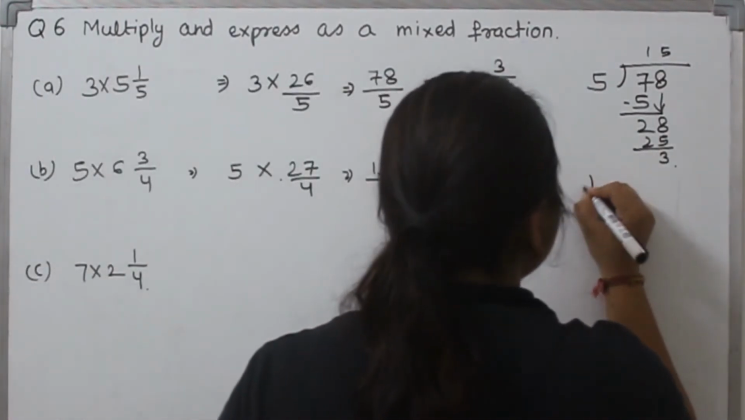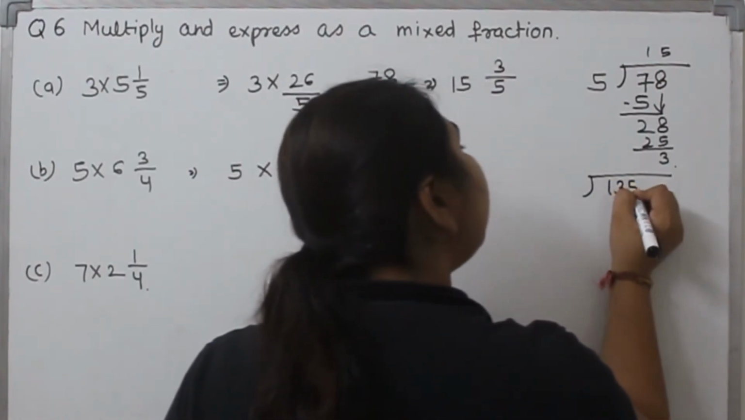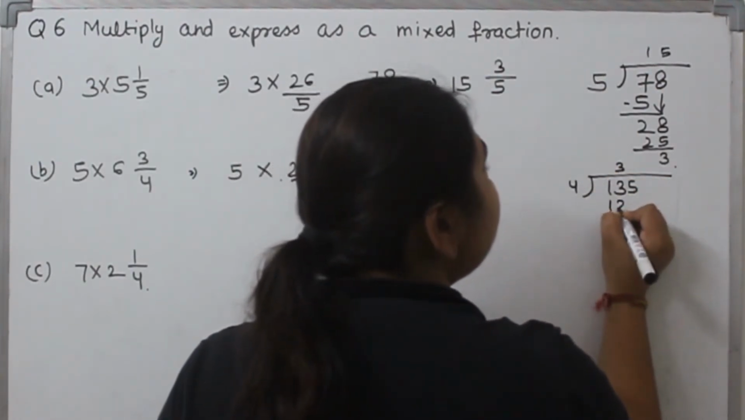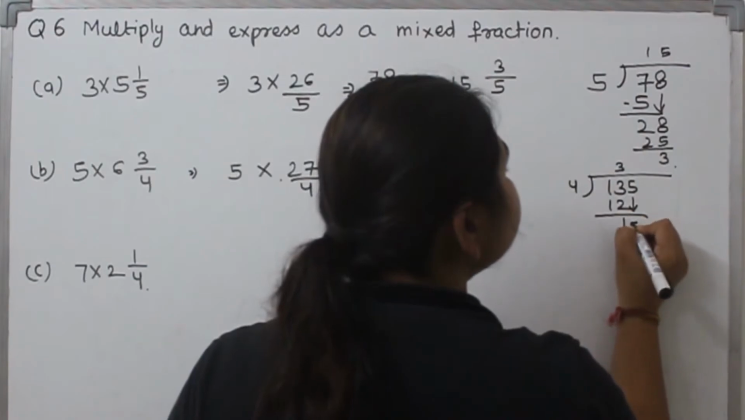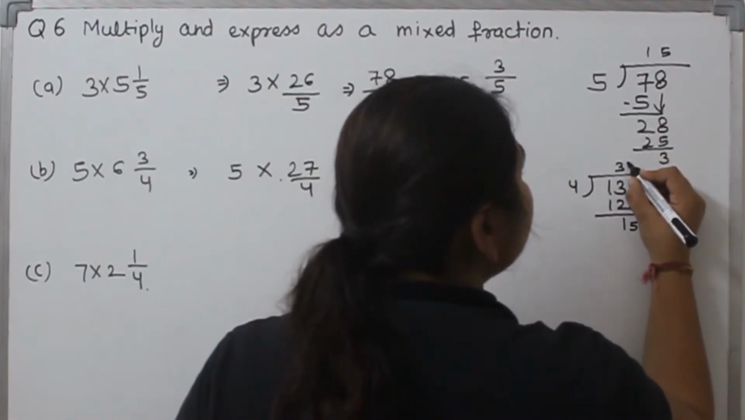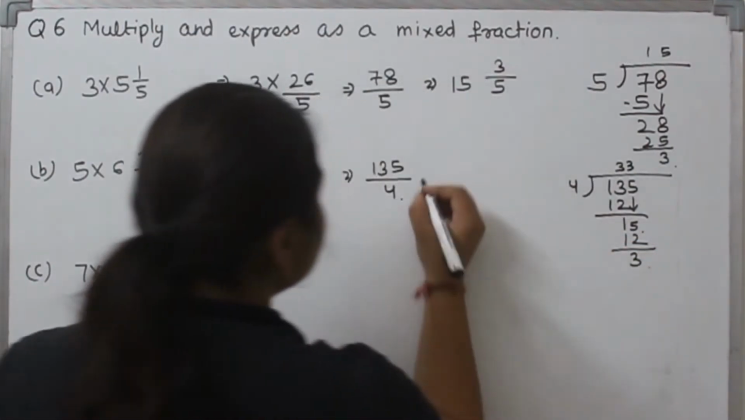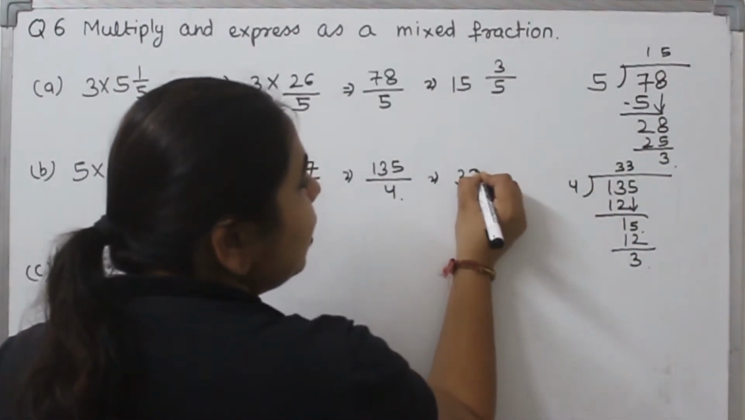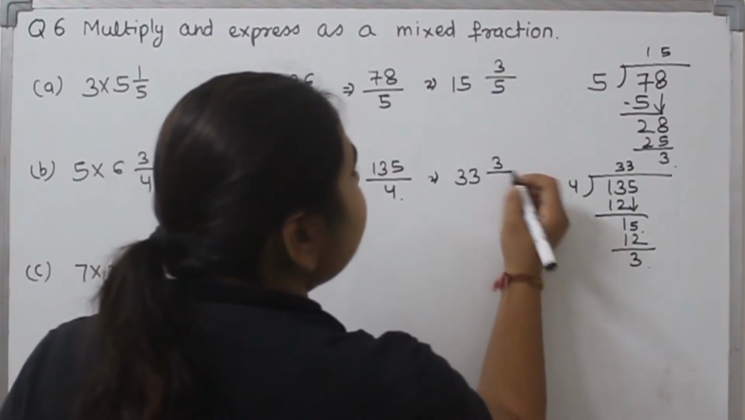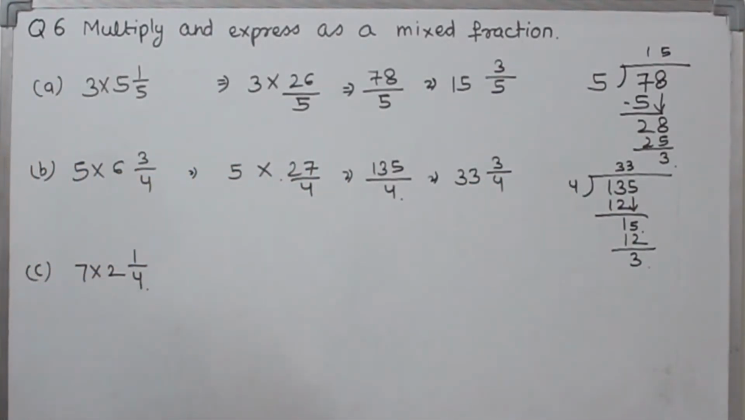Now for expressing as the mixed fraction, we have to divide it. 4 threes are 12. Remainder 1. 4 threes are 12. Remainder 3. 33 as the whole number, 3 as the numerator and 4 as the denominator.